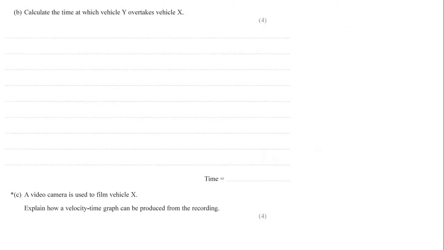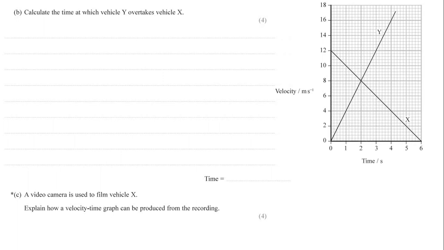Part B. Calculate the time at which vehicle Y overtakes vehicle X. Okay, so if you see the graph, vehicle Y initially was at rest, while vehicle X was moving faster but decreasing in speed, and vehicle Y is increasing speed. At some time, vehicle Y must overtake vehicle X. That means, because they both start at the same time, at the time of overtake, the distance traveled by vehicle Y will be equal to the distance traveled by vehicle X.